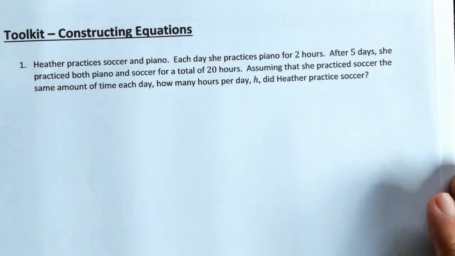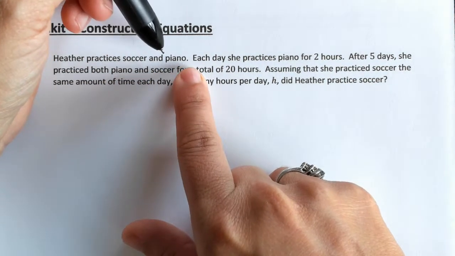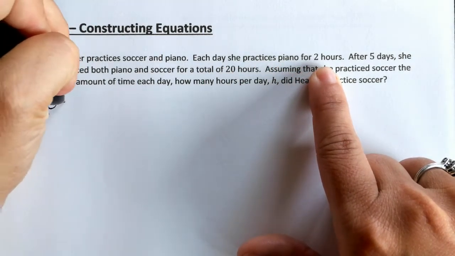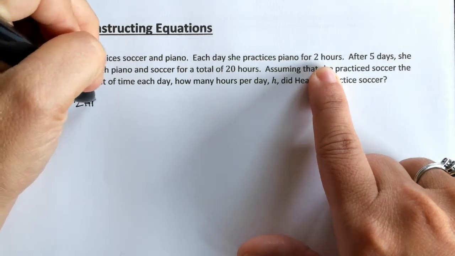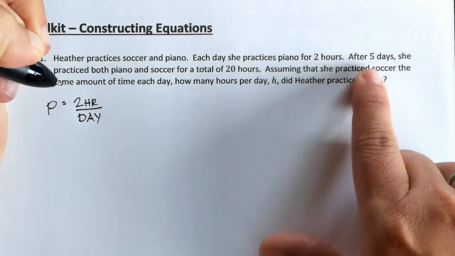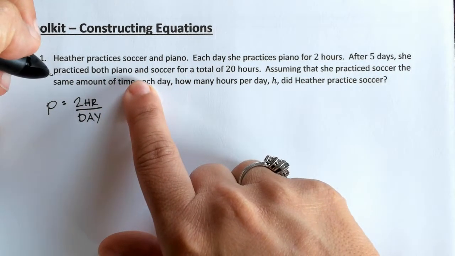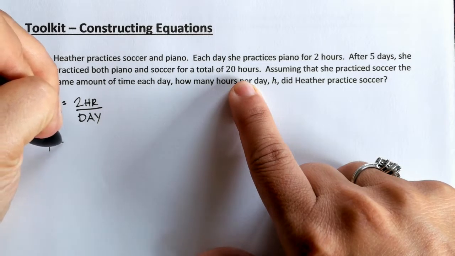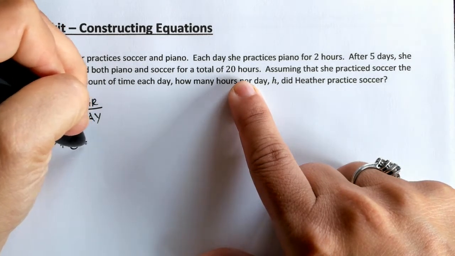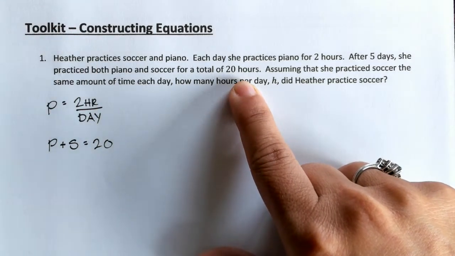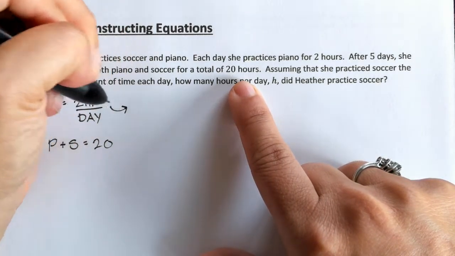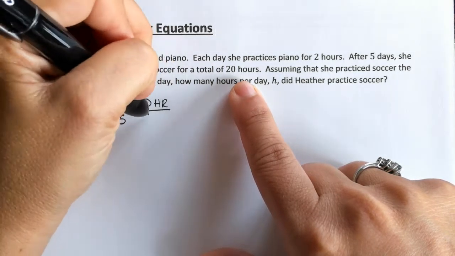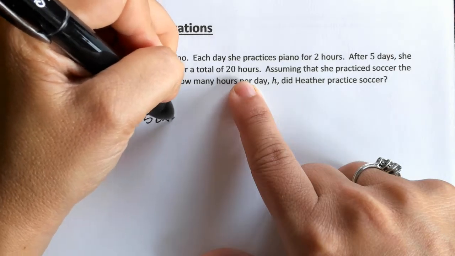Okay, I'm going to move us up to number 1. Heather practices soccer and piano. Each day she practices piano for 2 hours. So I'm going to write piano equals 2 hours per day. After 5 days, she practices both piano and soccer for a total of 20 hours. So I'm going to say piano plus soccer equals 20. It's talking about 5 days, so we need to know her piano for 5 days. And so I'm going to multiply this by 5. So it's 10 hours per 5 days for piano.